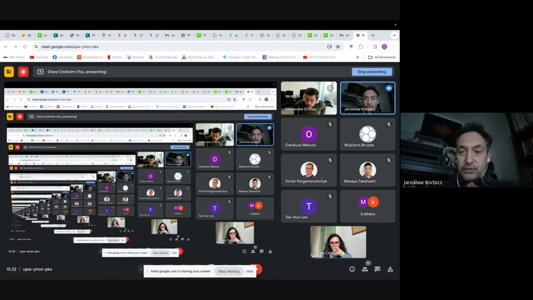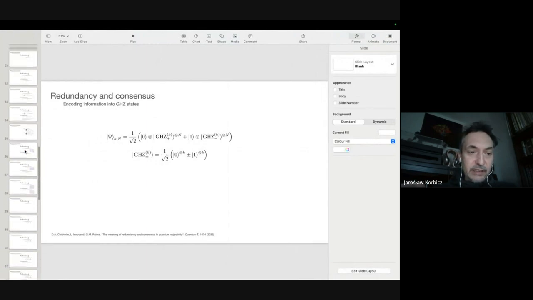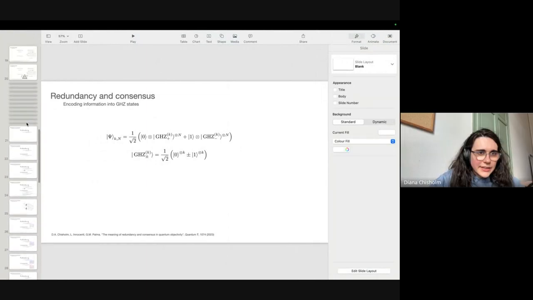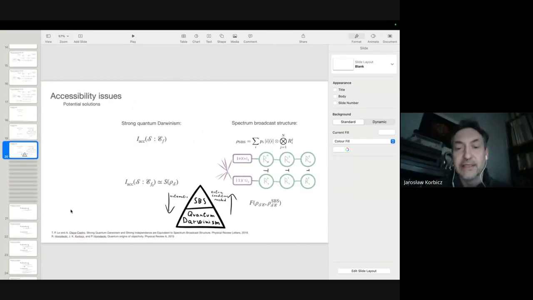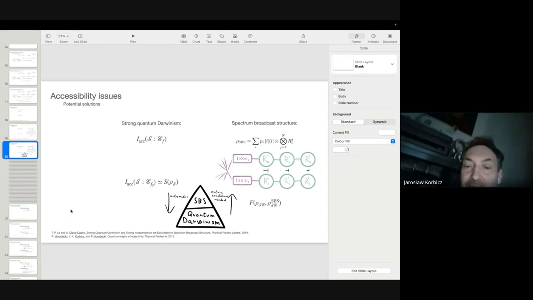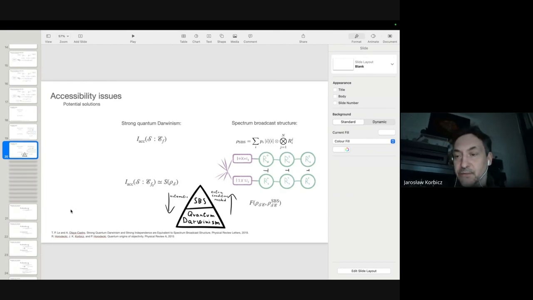The SBS state that you showed is not something that strictly follows from Jurek's definition. We needed an additional condition which we called strong independence. Perhaps you can bring back the slide where the SBS state was defined. I think the first definition was here. So there is this big tensor product, and it's not strictly needed from the definition of objectivity.